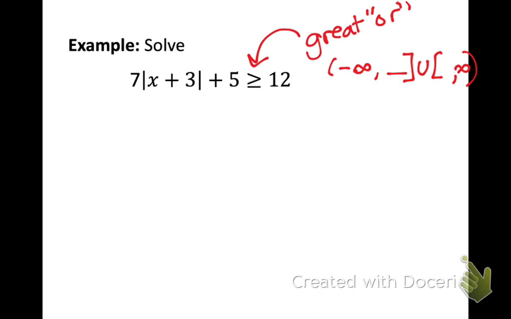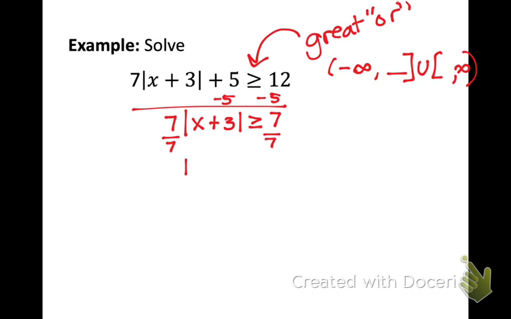Okay, so now let's actually solve it out. I've got to get the absolute value all by itself. First, subtract your 5 from both sides. So we get 7 times the absolute value of x plus 3 is greater than or equal to 7. What's your next move? Divide by 7. Good. So then we get the absolute value of x plus 3 is greater than or equal to 1.